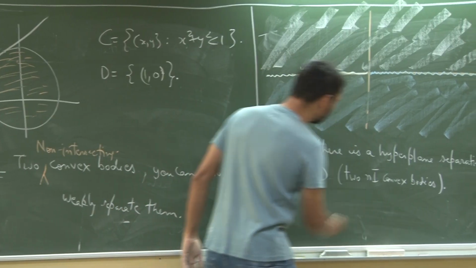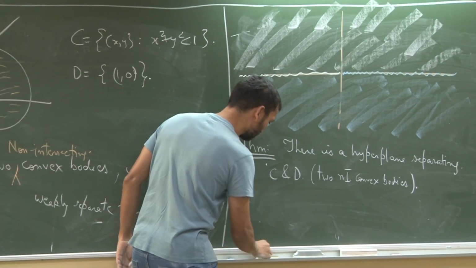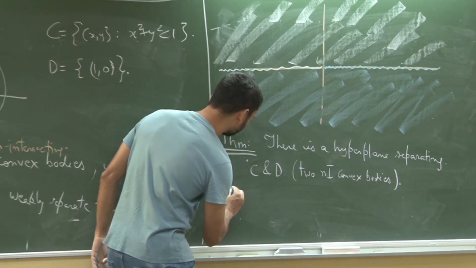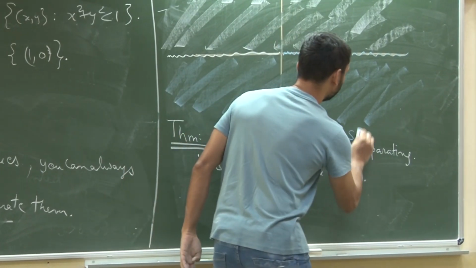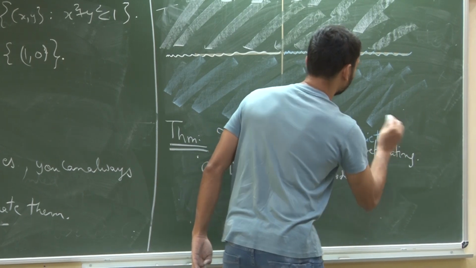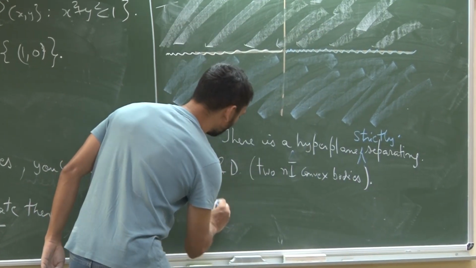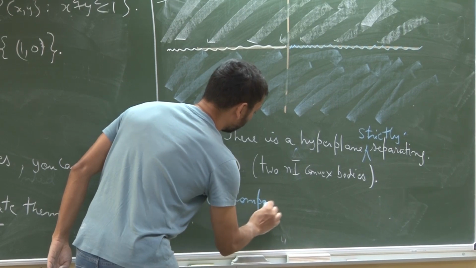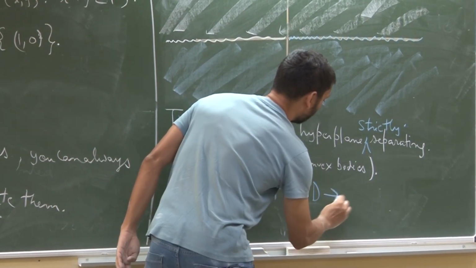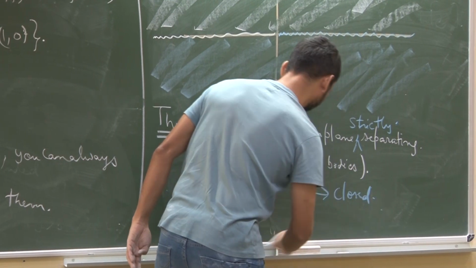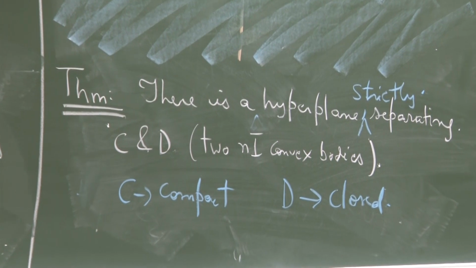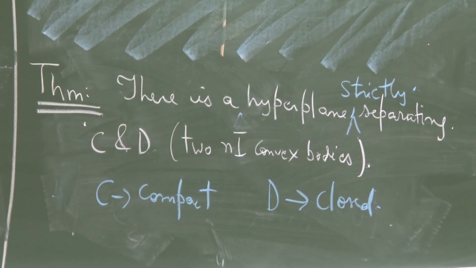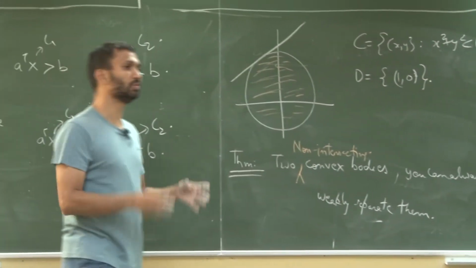There is a hyperplane separating C and D, I should say strictly separating C and D, if I assume that C is compact and D is closed. Okay, so we will see the proof of this. Again, there are many hyperplane separations depending on what bounds you can put on C and D. We will just do a few.